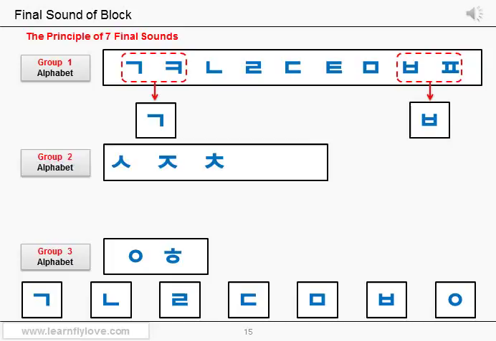Let's see the group 2 then. There are s, j, and ch consonants in the group 2. And we told you that they are all pronounced as the English alphabet T when they are used as a final consonant of a block. What else is pronounced as T when it's used as a final consonant? Yes, t consonant and t consonant from the group 1. So let's move these two consonants back to the group 2 then.